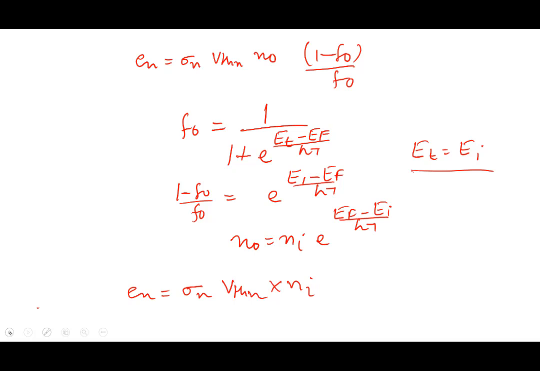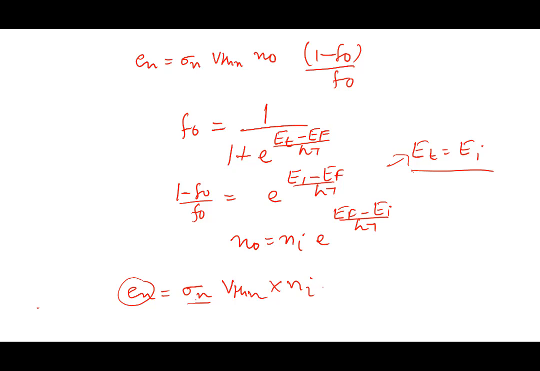So now what we are saying is, if I know the capture cross section, and we've already assumed the energy ET equal to EI, then all that you need to know is the capture cross section, sigma, and the energy of the defect level, and then En is a function of the remaining. En is not an independent variable. En can be determined from sigma, VTHN, and Ni.